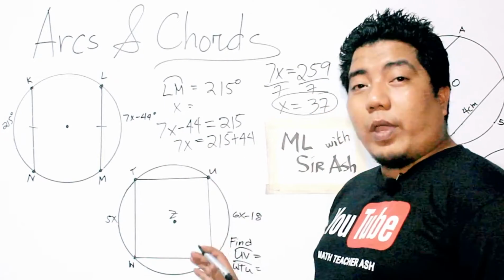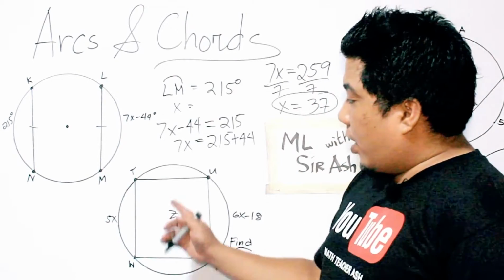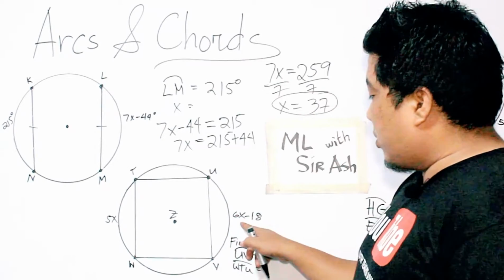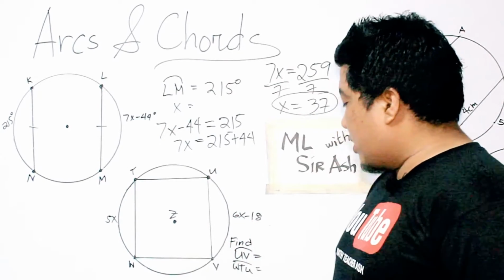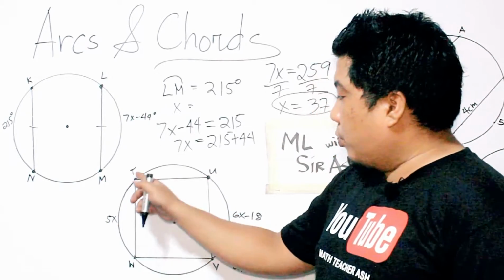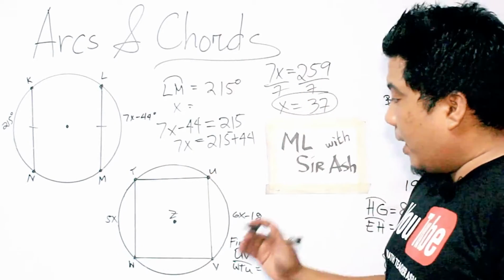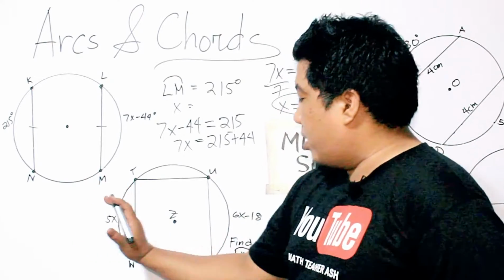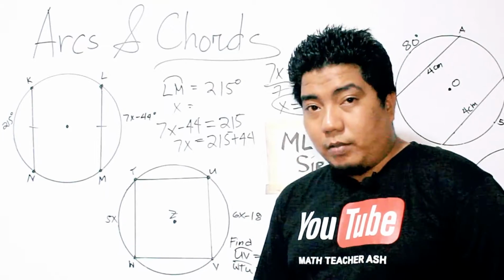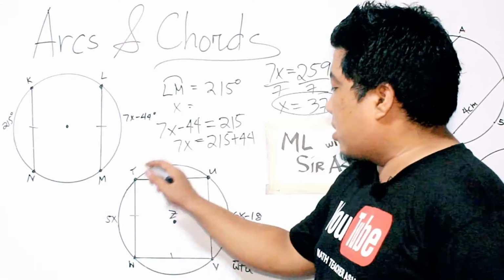Easy, right? Now, let us go to our final example. We have here a square inscribed in circle Z. Now, the question is, if arc TW is equal to 5x and arc UV is equal to 6x minus 18, then what is the measurement of arc UV and what is the measurement of arc WTU? Now, if this is a square, basically, the arcs here, the arc here, and the arc here are congruent. Why? Because if these chords are congruent, then the arcs are also congruent.